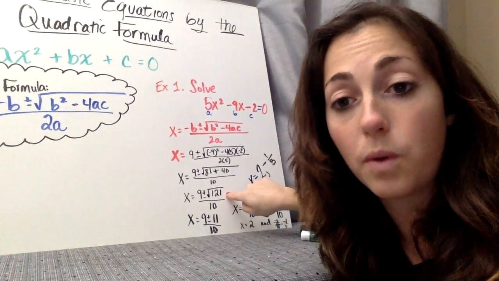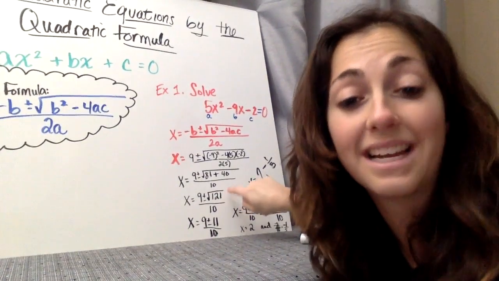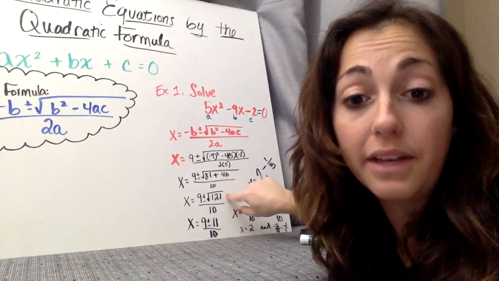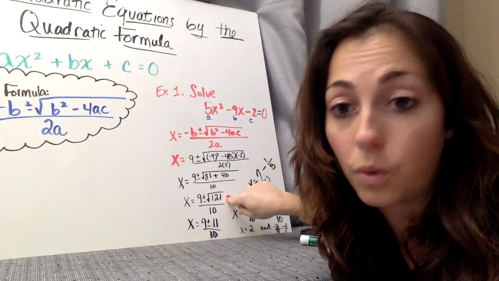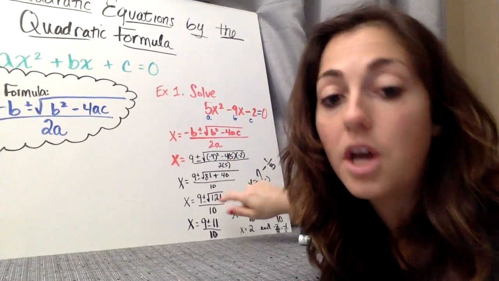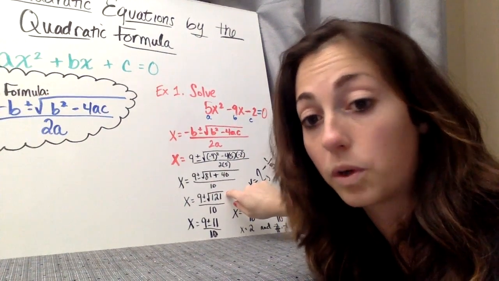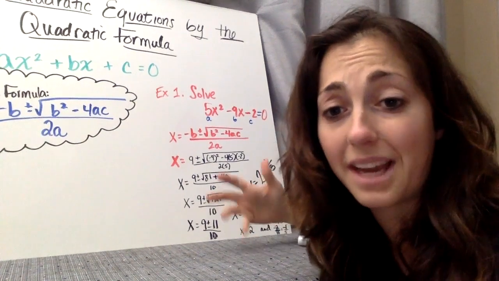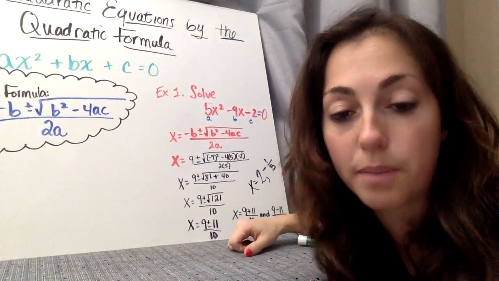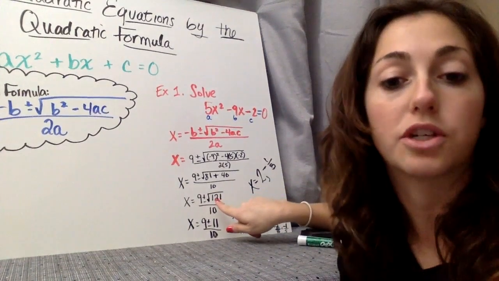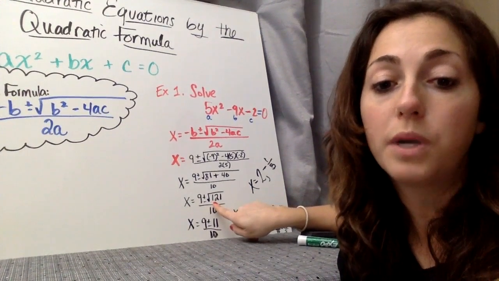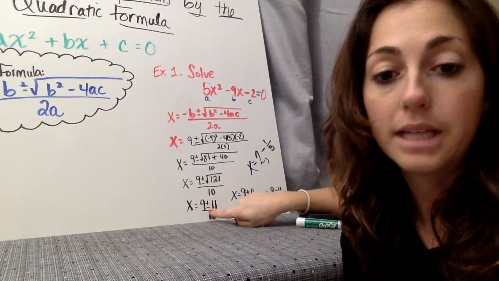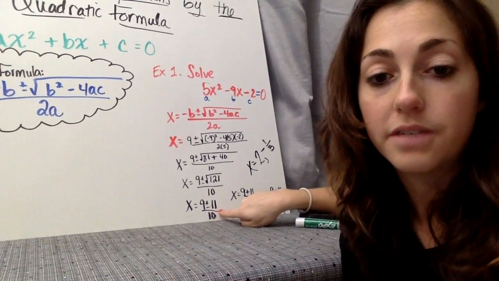Now the square root of 121 is a perfect square, so I can take the square root of it. If I couldn't, you would either leave it like this, or, depending on what the answer says, use your calculator or your estimation skills to simplify this, and then we would get a decimal to the hundredths or something, depending on what the directions of the problem say. The square root of 121 is 11. So then I have, if you look down here, 9 plus or minus 11 divided by 10.